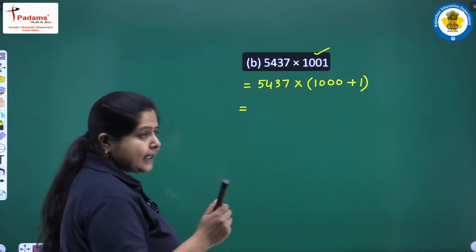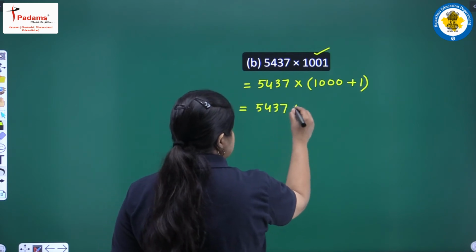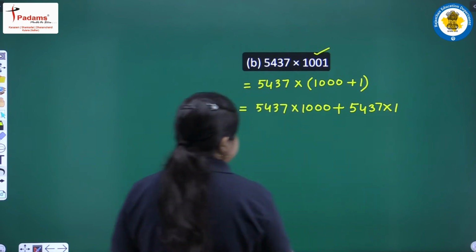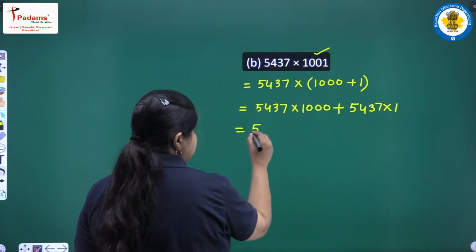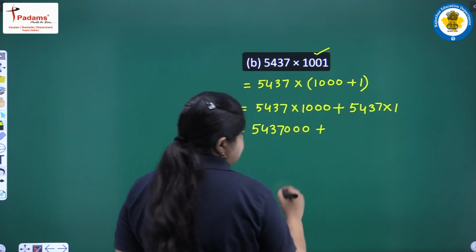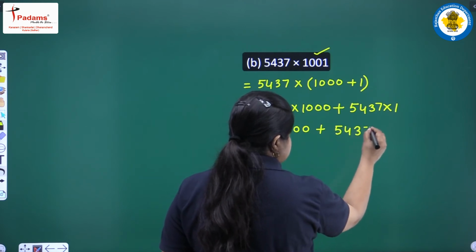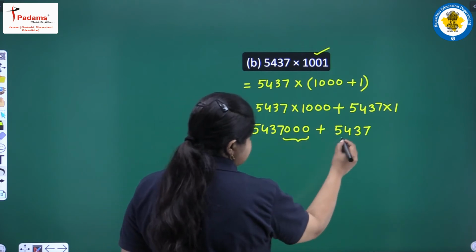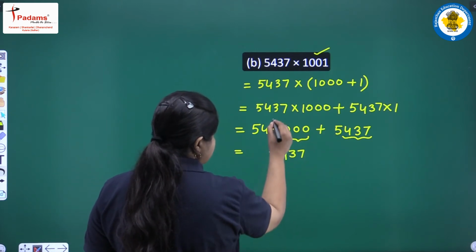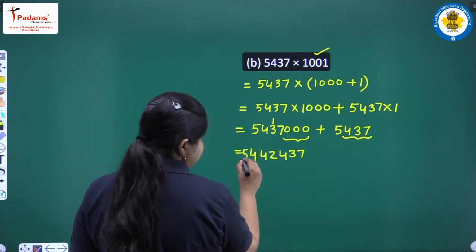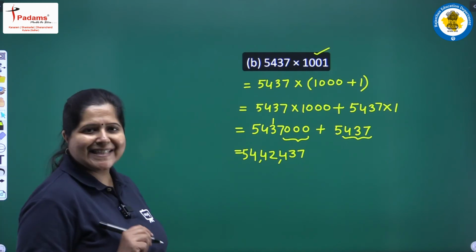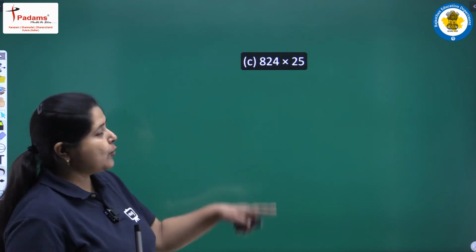Again, we will apply the distributive property. This 5437 will be distributed to 1000 plus it will be distributed to 1 also. Again, it's easy to multiply these two numbers. 5437 into 1000, it will be 5437, and then write the three zeros ahead of it. And this multiplied by 1 will be the same number again. Now simply add, these are three zeros, so this number will come as it is at the end, 437, and then 7 plus 5, it's 12. 1 carry, it will be 4, and then 4, and then 5. This is the answer. Let us mark the commas in between. So it's 54,42,437.